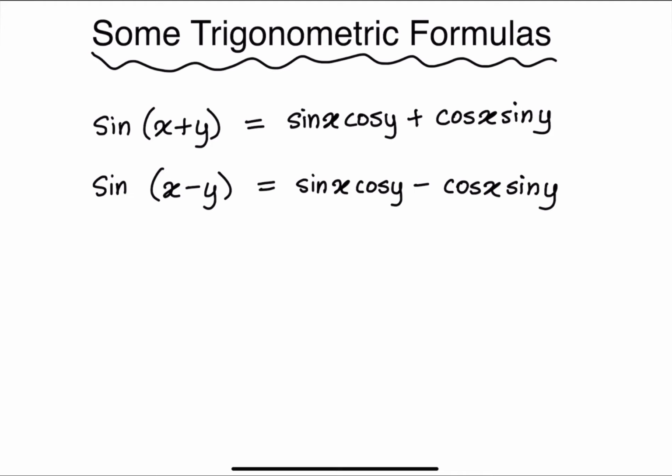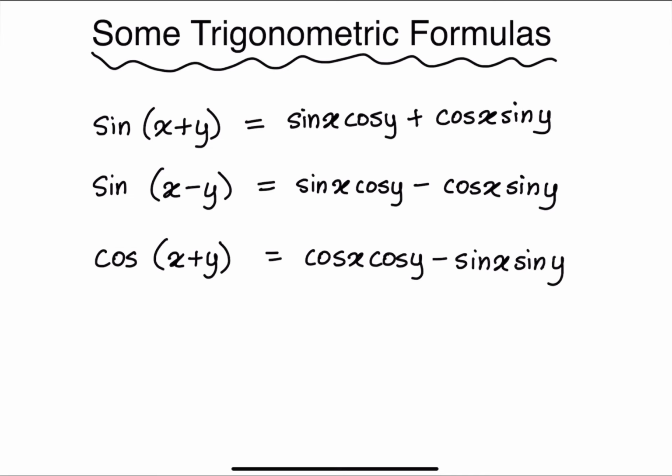So the next formula we're talking about is cos x plus y. So cos x plus y is a little bit more complicated because it doesn't have the same signs as in the brackets. If that doesn't make sense, I'll show you what that means. Cos x plus y gives us cos x cos y minus sine x sine y.